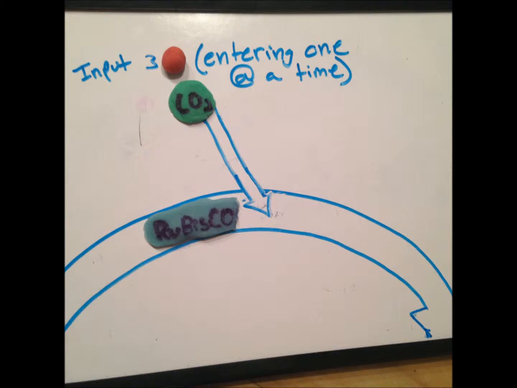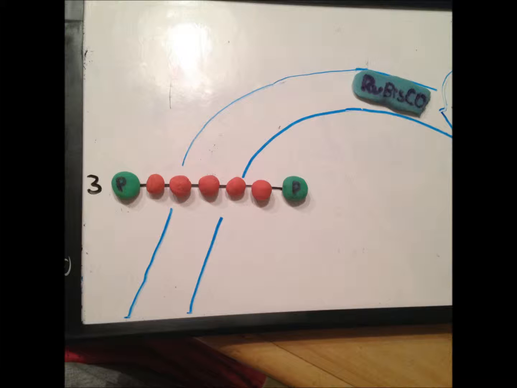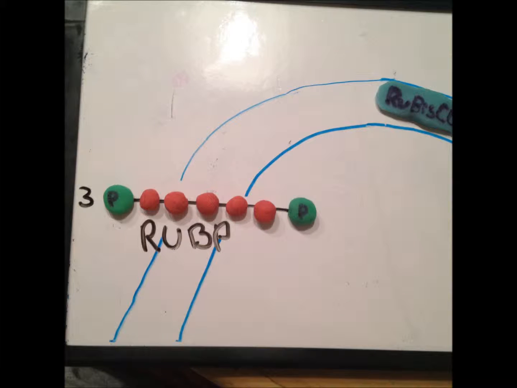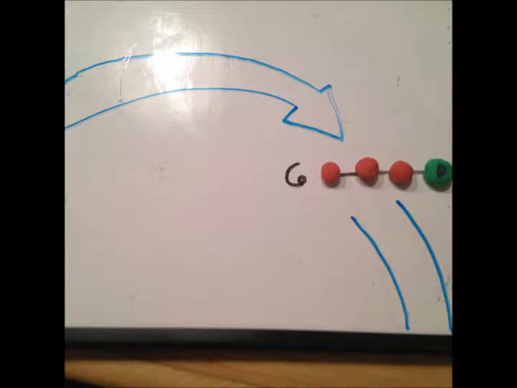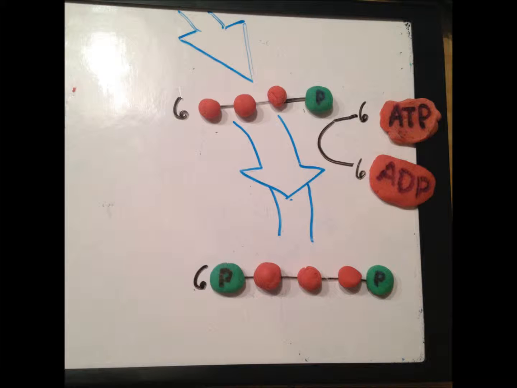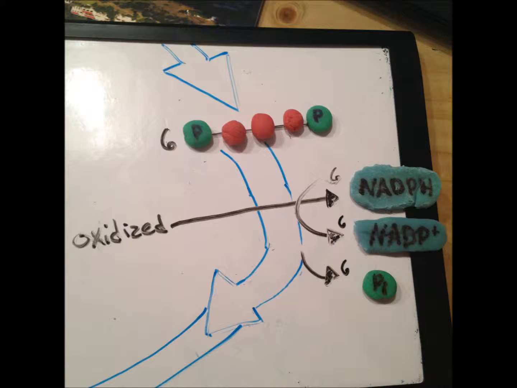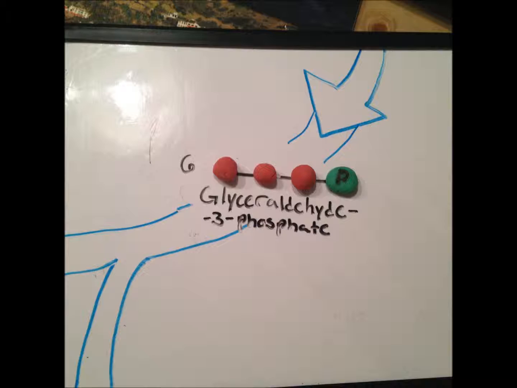Rubisco joins 3 carbon dioxide molecules with 3 five-carbon molecules that each have 2 phosphates, called RuBP. Six 3-carbon molecules are created, each with 1 phosphate. Six ATP molecules are then used, donating another phosphate to each molecule. Next, 6 NADPH electron carriers from the light reactions carry electrons to this Calvin cycle. They are oxidized to NADP+, donating electrons to the carbon molecules, which then become reduced.